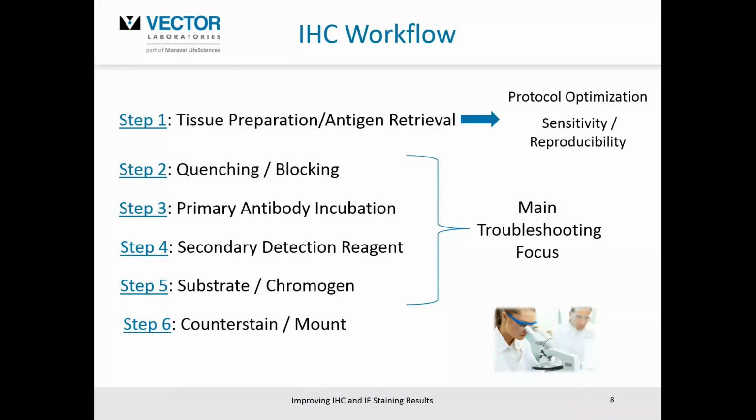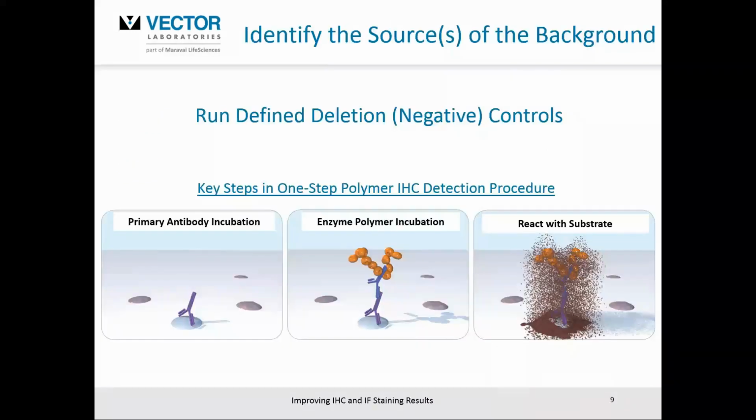So the main focus for troubleshooting we're looking at here are steps 2 through 5 that would certainly be under your control when you are doing the immunohistochemistry assay. So just keep a look at steps 3, 4, and 5 here, and we're going to make this into a little bit of a diagram on this next slide.